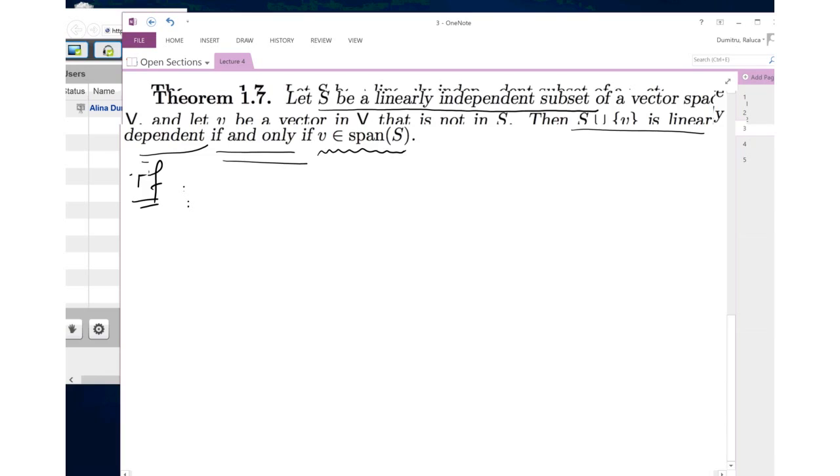Set. And I want to show that if that is the case, then V has to be a vector in the span of the original set. So we have an assumption that S union V is dependent. What does that mean? It means that there is a linear combination of vectors in that union that will give me the zero vector, with not all coefficients equal to 0.